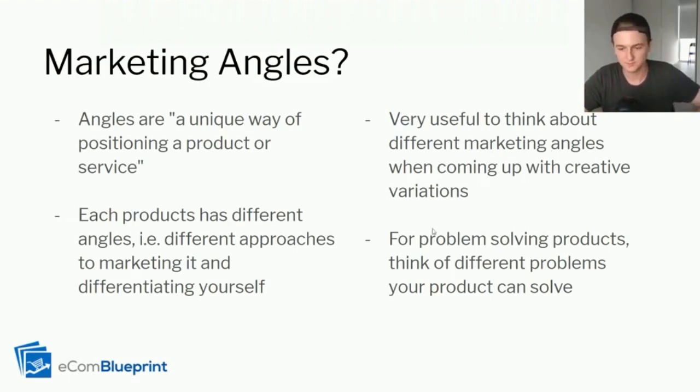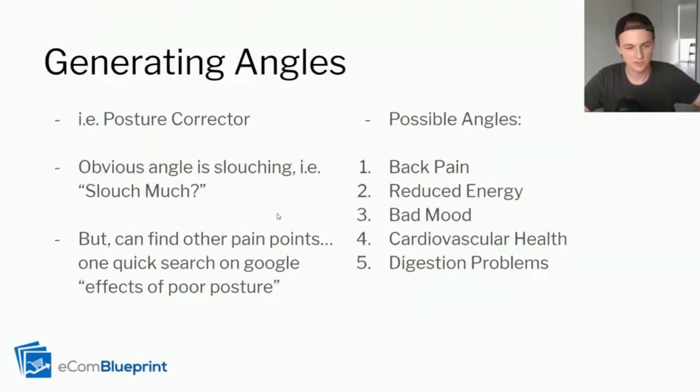creative ideas. For problem-solving products, an easy way to come up with angles is just to think of different pain points that your product solves, right? Different problems that your product solves. So let me give you some examples. With the posture corrector, the obvious angle is slouching, right? That's what I was using, slouch much. So I'm targeting people who have the slouching pain point.